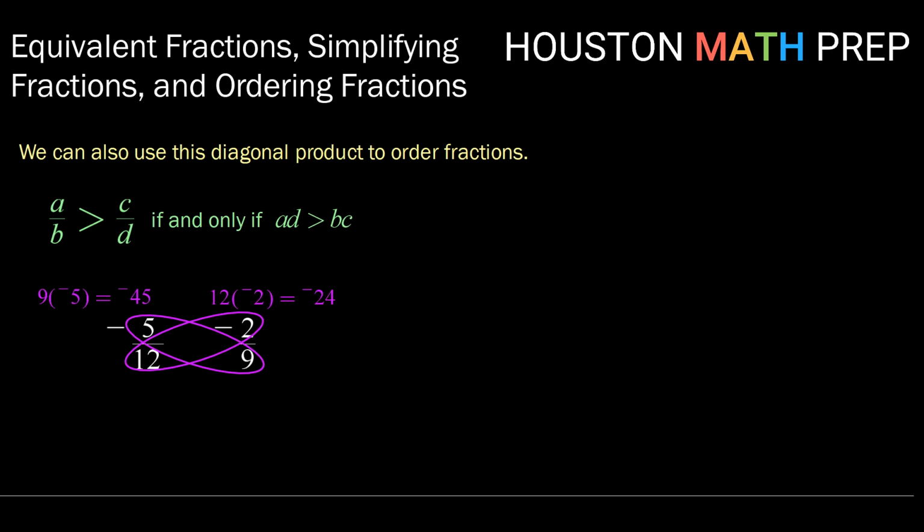Remember that a negative number with a larger absolute value is smaller because it is further away from 0. So in this case, negative 24 is larger than negative 45. That tells us that in this case, negative 5 over 12 is less than negative 2 over 9.